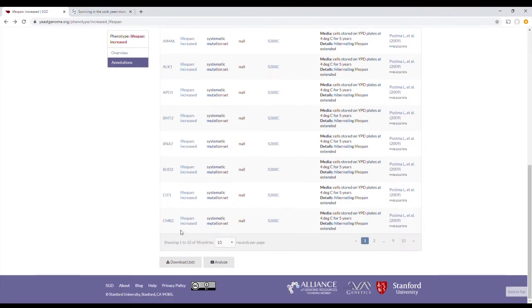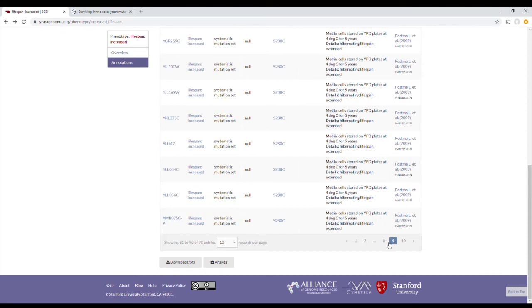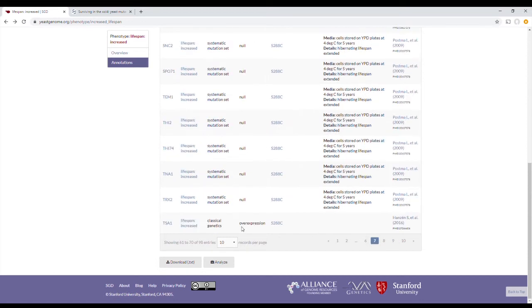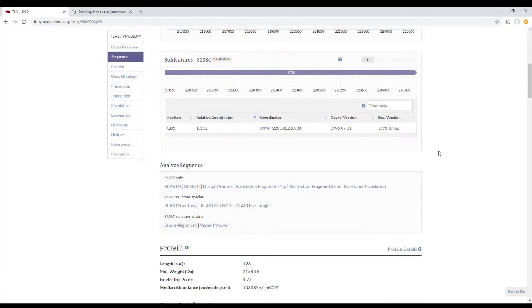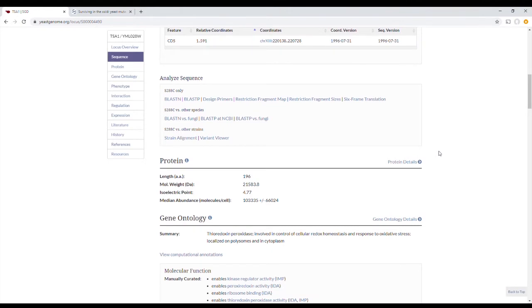So then, you can go back. That was on page 7. Yeah, 7. I can click on this gene, and get a little bit more information about it. A brief description: a thioredoxin peroxidase acts as both a ribosome-associated and free cytoplasmic antioxidant. And as you scroll through, it gives me some information about the protein.